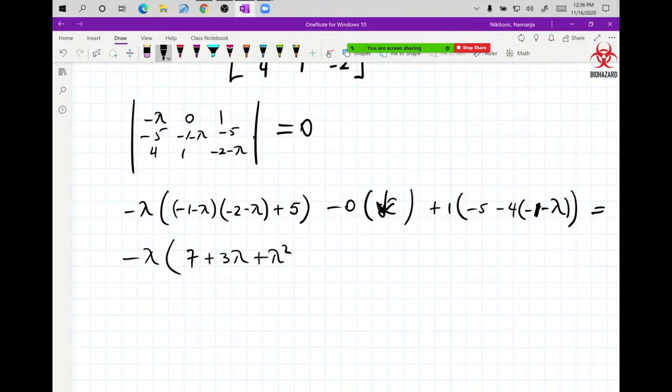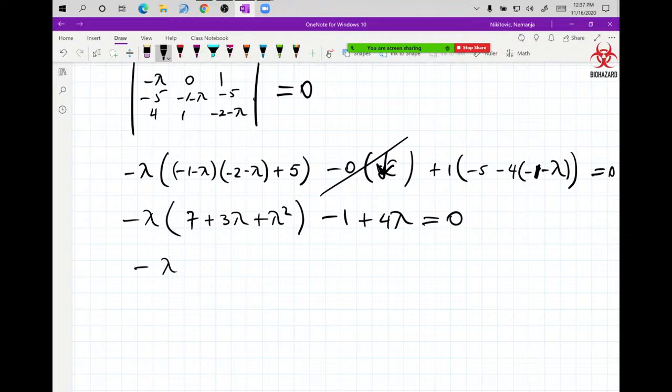So I don't have like 15,000 steps. This is all gone. And then I have 4 minus 5 is -1 plus 4 lambda. Right, so that's a plus 4. So -5 plus 4 is -1. And then that's a positive lambda with a plus in front, positive lambda. Okay, good. That needs to be equal to 0.